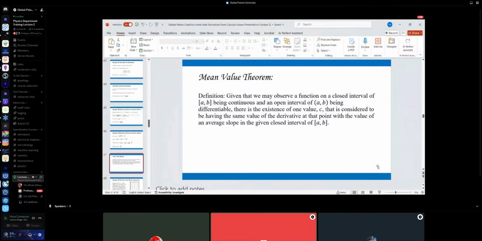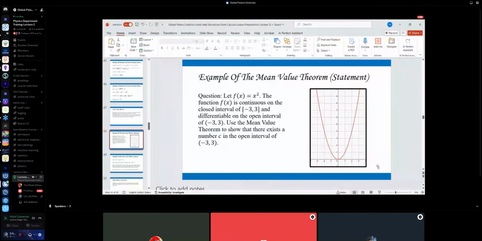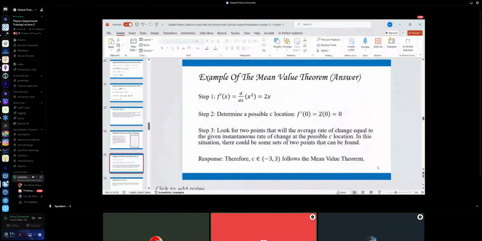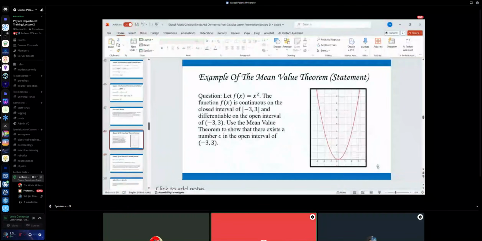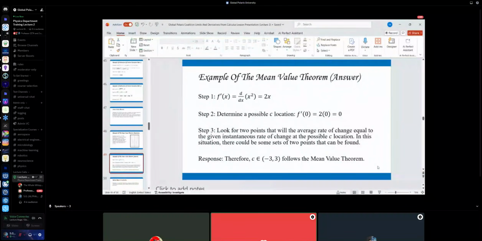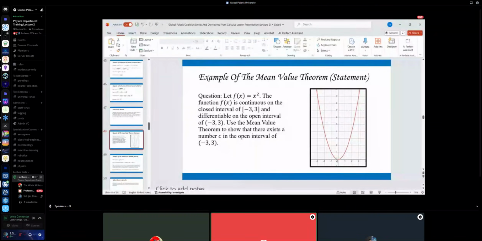is that one value. So for example, let's say I told you this, f of x is equal to x squared. Right here, if I told you this question, that on the closed interval of -3 comma 3 it's continuous, and on the open interval differentiable, use the mean value theorem to find c in the open interval. Basically, I know I have chosen a little bit of the easier route here, but if you take the instantaneous rate of change at 0 for x squared, you get 0. It looks like a horizontal line.